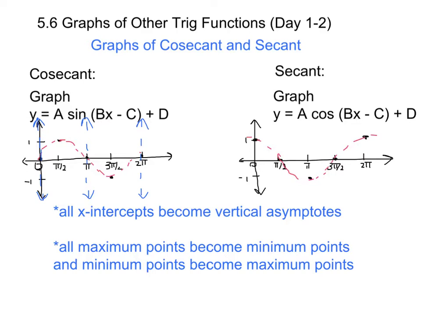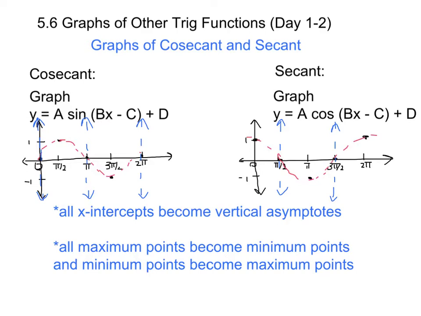Same thing with the cosine graph or secant. Secant is the reciprocal of cosine. So everywhere your y coordinate was 0, when you do the reciprocal, it's undefined. And if you look on your unit circle, those are the regions where secant is undefined.